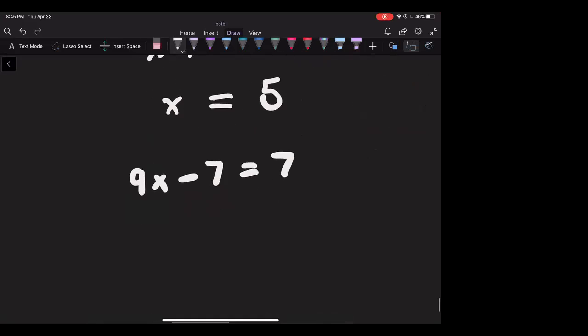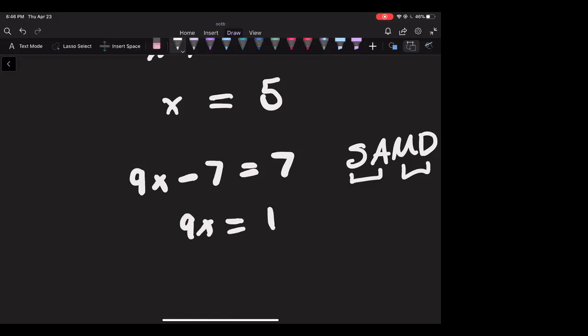We have 9x minus 7 is equal to 7. So, following SMAD, what are we going to do first? First, we're going to subtract. We have subtraction, right? What's the opposite of subtraction? I already know the answer to the first, it's 14. So 9x is equal to 14. Wait, I thought we were going the opposite way. You mean 7 minus 7? Yeah. So 9x is equal to 14.